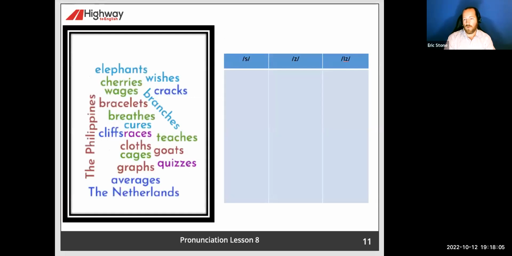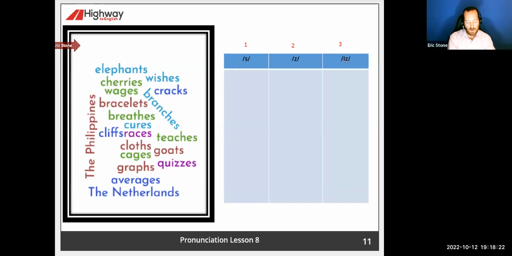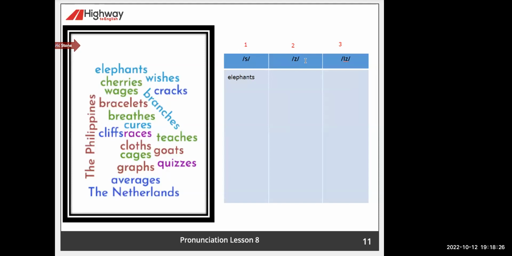So why don't you do this one? You're going to practice. Again, we'll just do 1, 2, and 3, and you read a word and tell me which sound you think it has. Okay, which one of those? So whenever you're ready. Elephant is the first one. Yeah, you're right. Wishes is the third one. Correct.